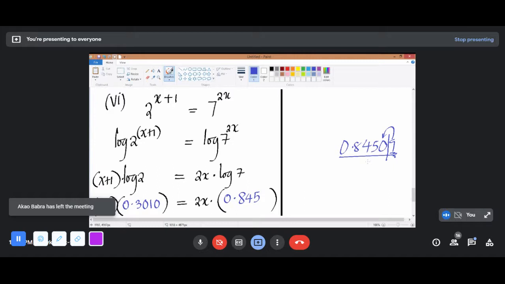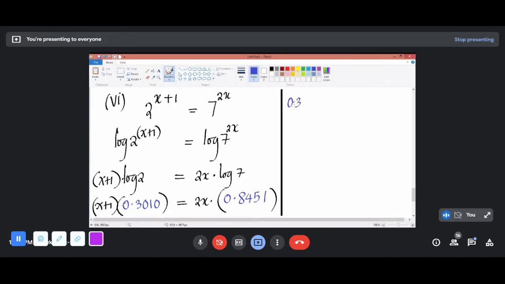So it is what? 1. 5, 1. Then expand. Let's get those concepts of rounding off back. Expand, you will get 0.3010. It is going to expand into that bracket.